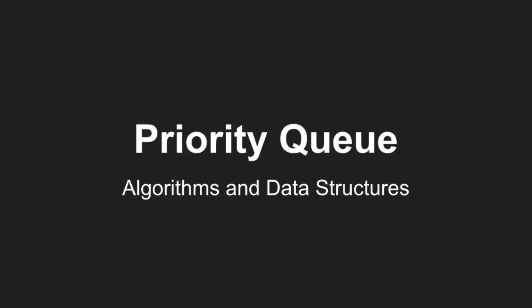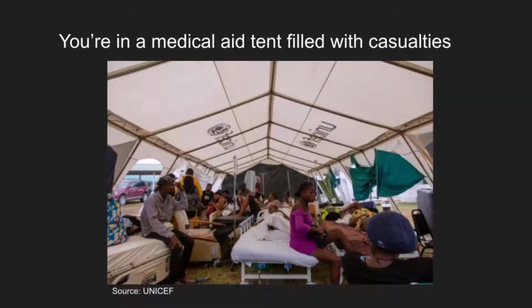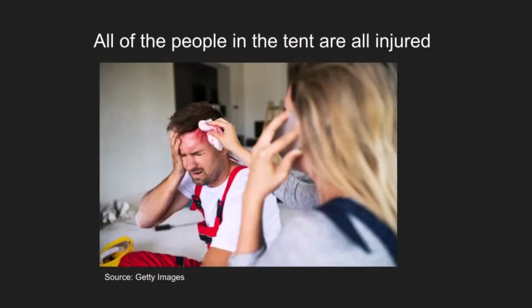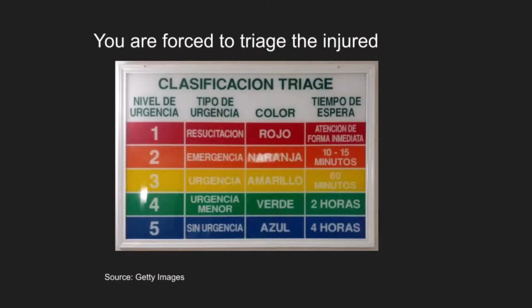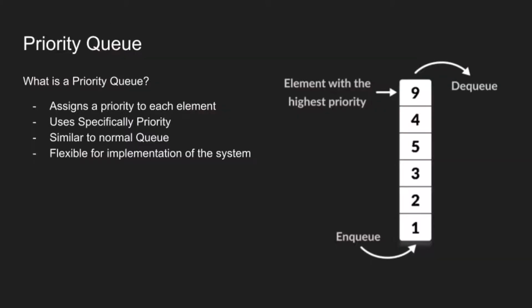Hey everyone, today we'll be discussing priority queues. So imagine that you're a medic in a medical aid tent filled with casualties. All the people in the tent are injured, and you're forced to triage the injured. What do you do? This is what priority queuing aims to solve.